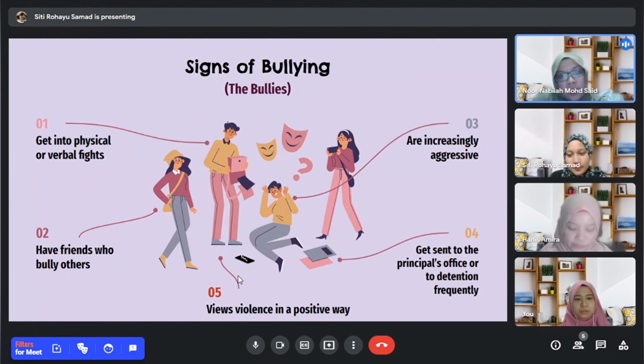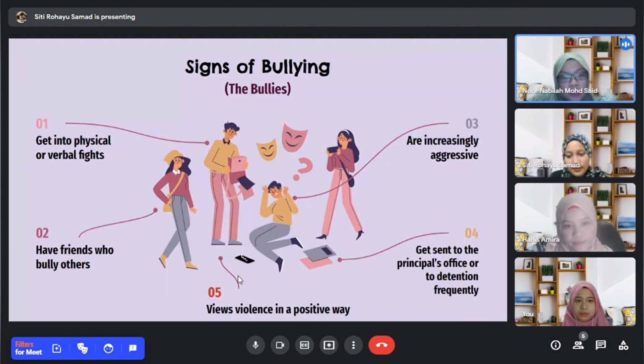This is because the teenagers mostly can be influenced easily by their friends, especially those who are involved in bullying or have bullied other people. And the next one is they are increasingly aggressive, and this is related to their anger management problem, such as they tend to blame or to hurt others verbally or physically. And the fourth one is they get sent to the principal's office or to detention frequently, and this happened due to the damage they had done to the victims.